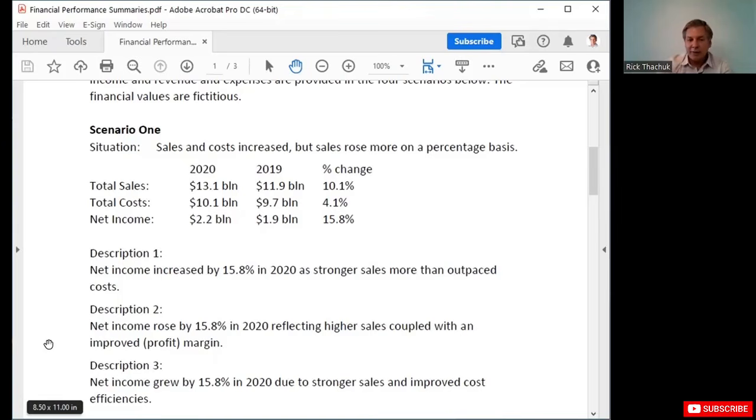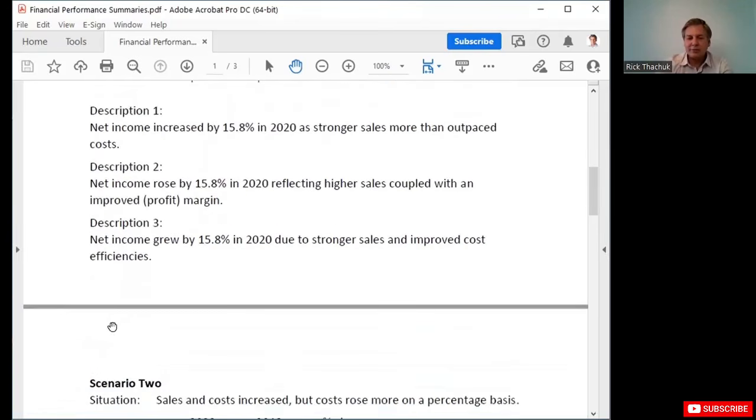Notice the vocabulary that we are using for net income. I have increased, rose, grew. Those are all fine. So these three separate descriptions, each one sentence, serve to describe scenario one. Let's look at another scenario.